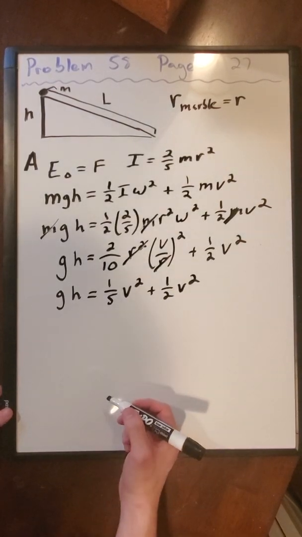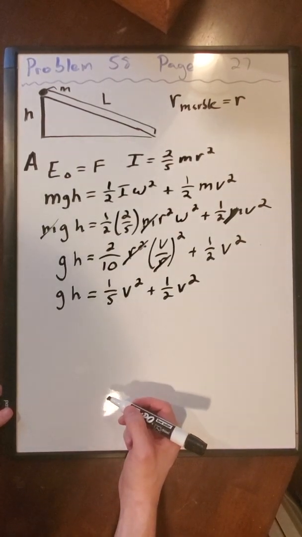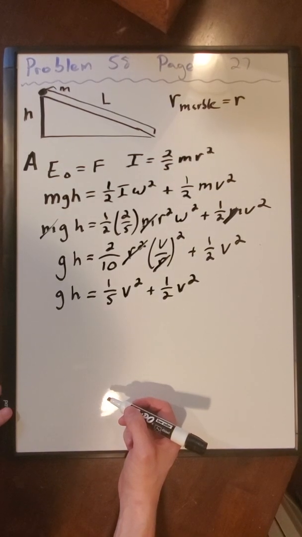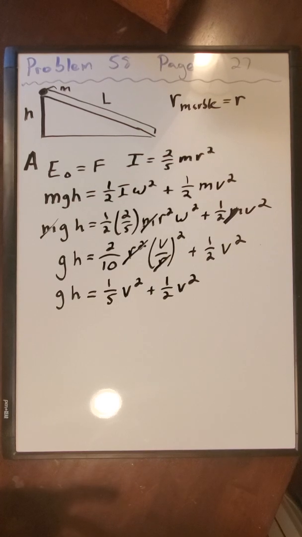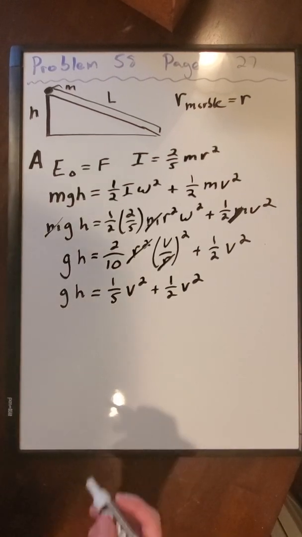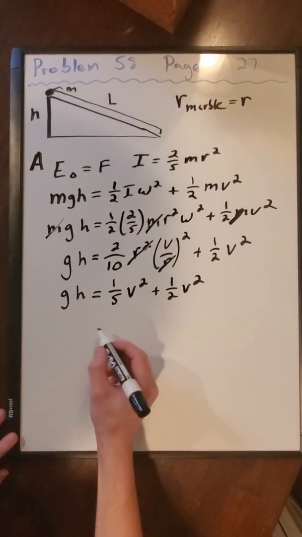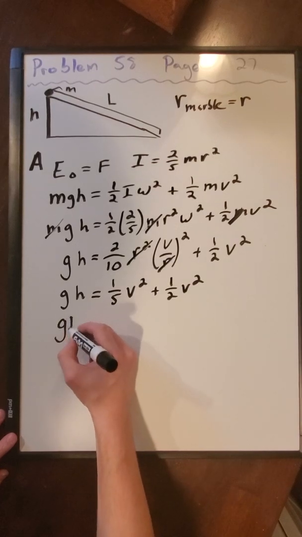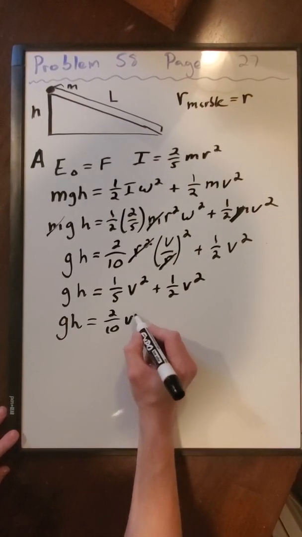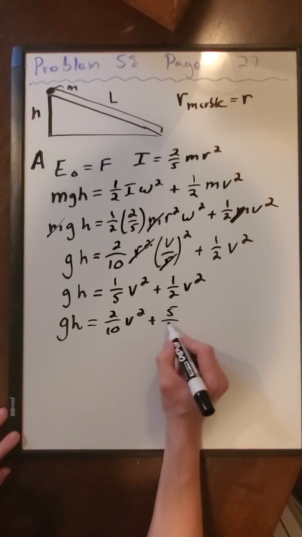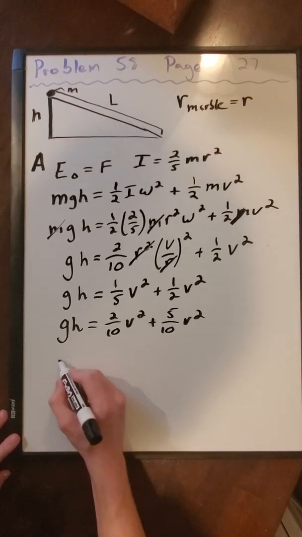These cancellations are similar to what we saw in class today whenever we were looking at moments of inertia and how it doesn't really depend on the size of the sphere, just as long as it's a sphere, the radius is going to cancel out. From there, we can combine these two terms here, and we have gh is going to be equal to 2/10 v squared plus 5/10 v squared.